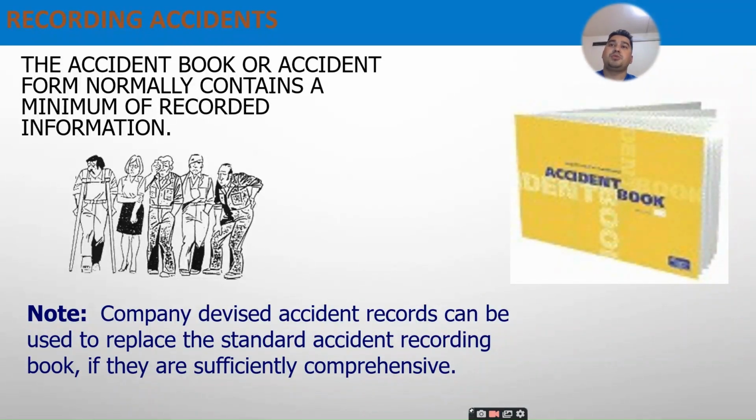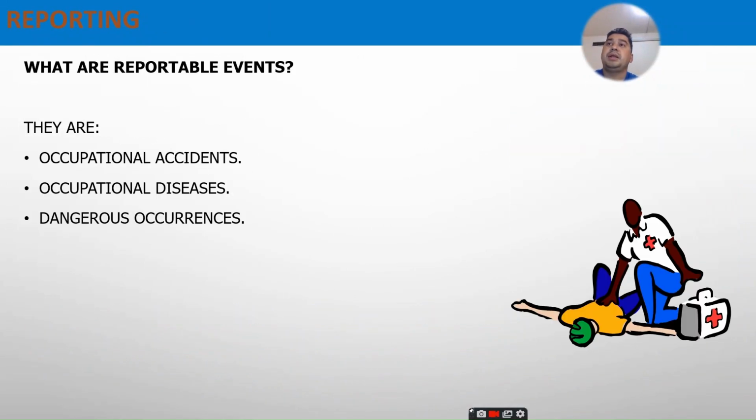The accident book or accident forms normally contain a minimum of recorded information. Note, company-devised accident records can be used to replace the standard accident recording book if they are sufficiently comprehensive. You can use the accident book. Now, reporting. What are the reportable events? Accidents, near misses, occupational accidents, occupational disease, and dangerous occurrences. All these things your employees should report.